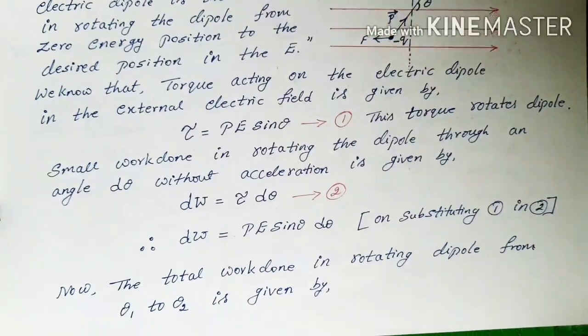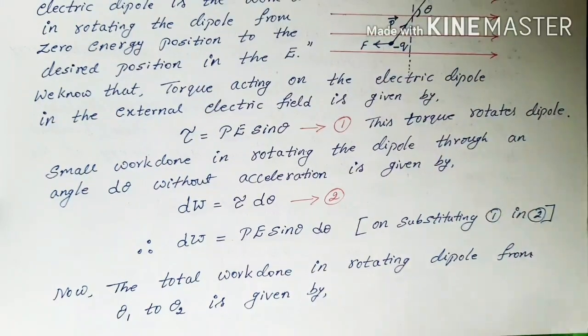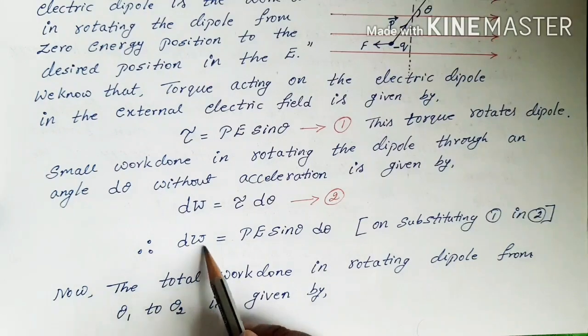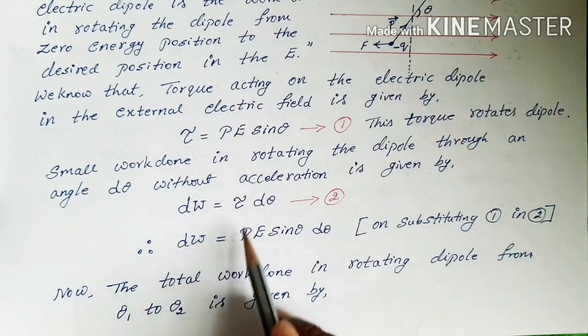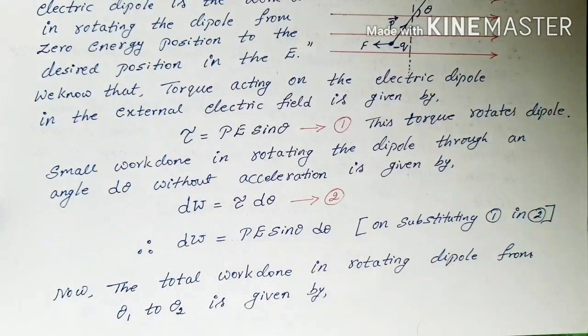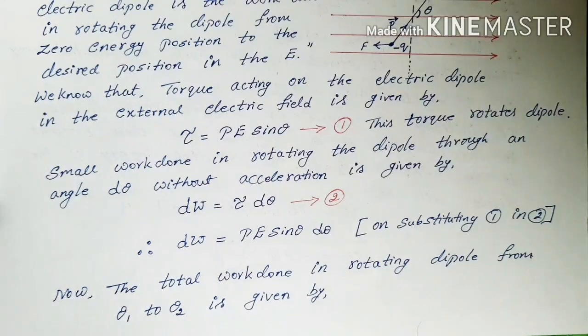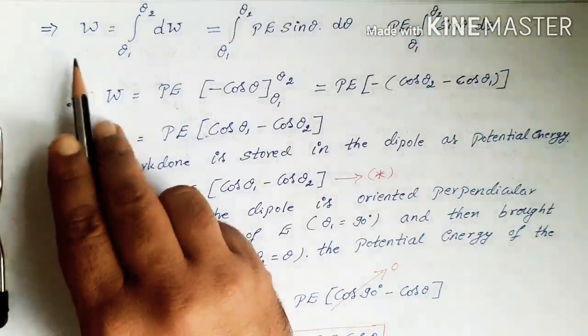So now we have to find the total work done. The total work done in rotating the dipole from theta 1 to theta 2. Theta 1 means the initial position, theta 2 means the final position where the dipole stops, right? So we have to find the total work done. First we have to find the small work done. By integrating this we will get the total work done. Yeah, look at the next step.